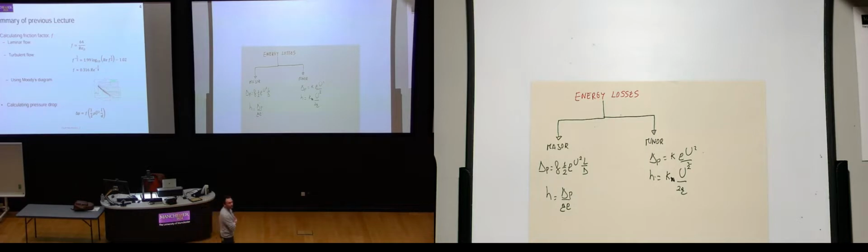F is called friction coefficient or friction factor. In order to compute F, we first have to look at the flow and ask, is it laminar or turbulent? If the flow is laminar, you immediately say that F will be 64 divided by Reynolds. That's it. If the flow is turbulent, instead of using 64 over Reynolds, you will use another formula, 0.316 Reynolds to the power minus 1 over 4.